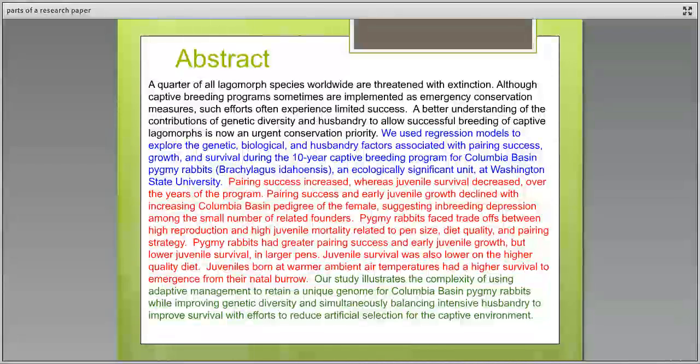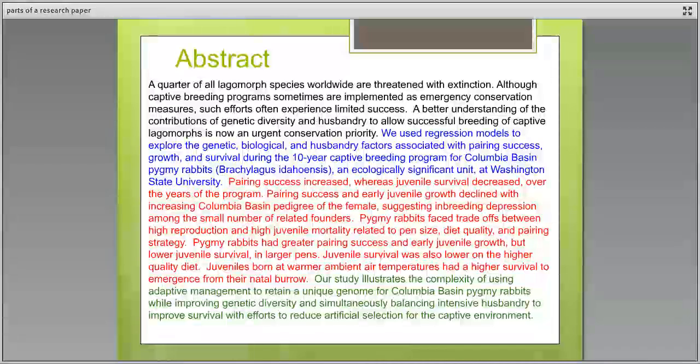So the very first part that you see here in black is the introduction and background part of the abstract. It says, a quarter of all lagomorph species worldwide are threatened with extinction. Although captive breeding programs sometimes are implemented as emergency conservation measures, such efforts often experience limited success. A better understanding of the contributions of genetic diversity and husbandry to allow successful breeding of captive lagomorphs is now an urgent conservation priority. So what we did here is we gave that broad background on endangered species, or endangered lagomorphs, and we also introduced the concept of captive breeding, which is what this paper is about.